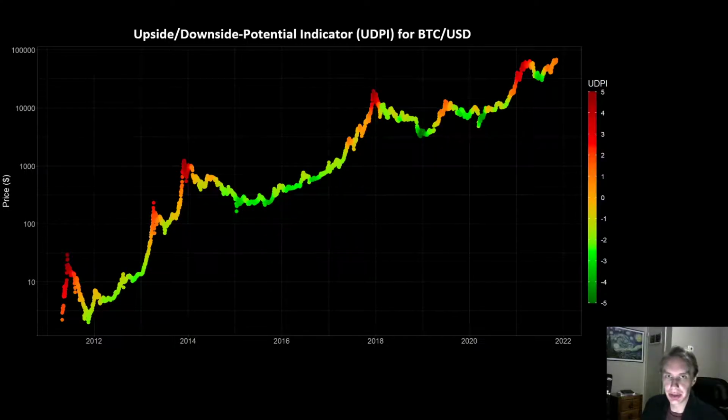Today I want to talk about a risk indicator for Bitcoin and whether or not it might offer some insights into where Bitcoin could be heading next.